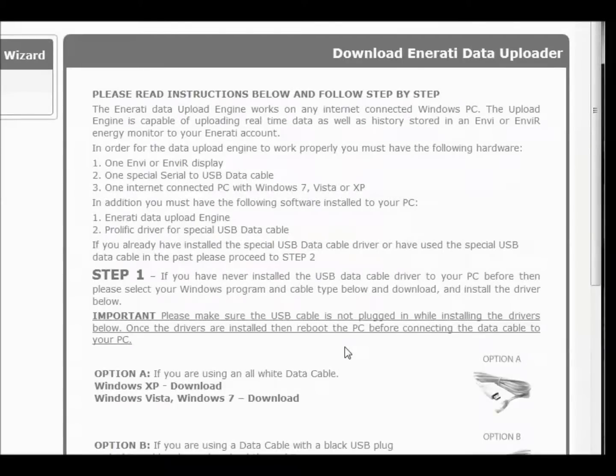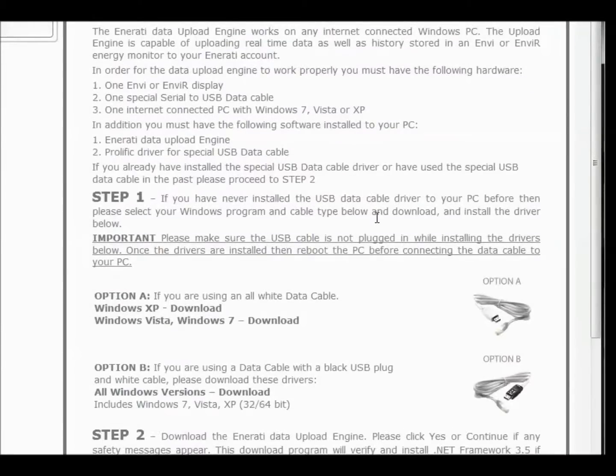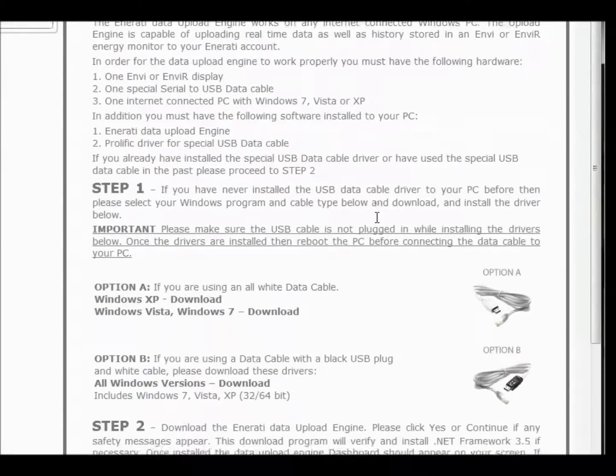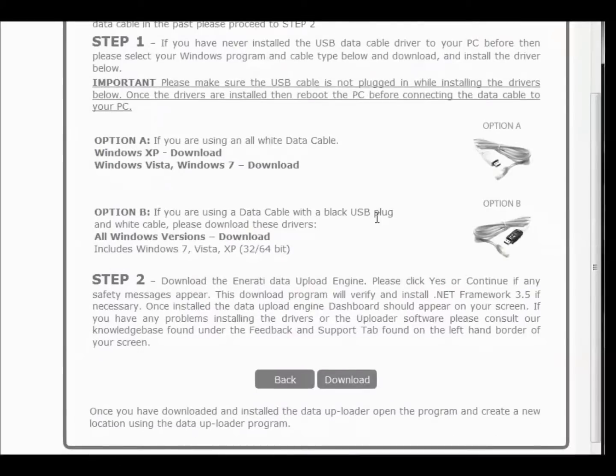Now you'll get the data uploader screen. There's two steps that are involved with uploading this data to the Enerati service. First is to make sure that the cables, the USB data cable, is properly installed onto your PC, and the second part is to make sure you have your downloader properly installed.